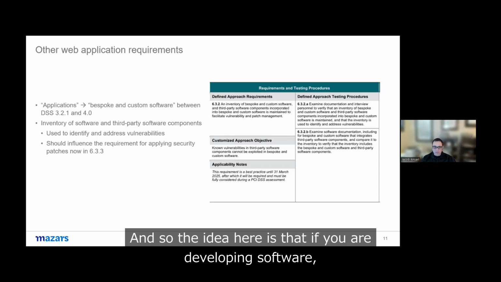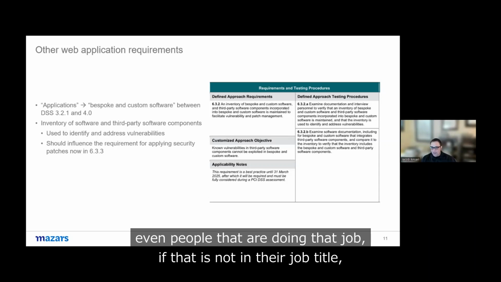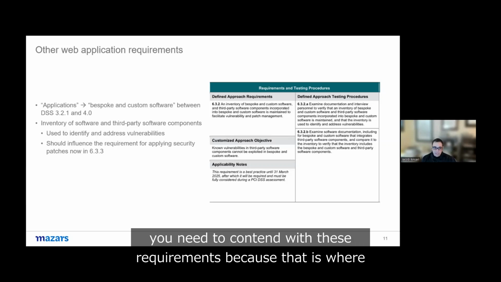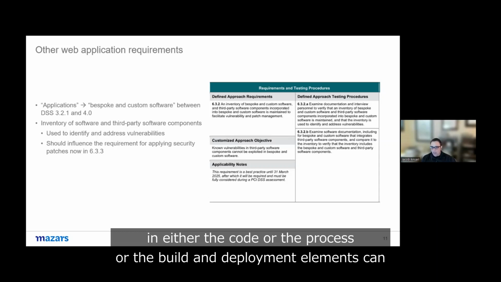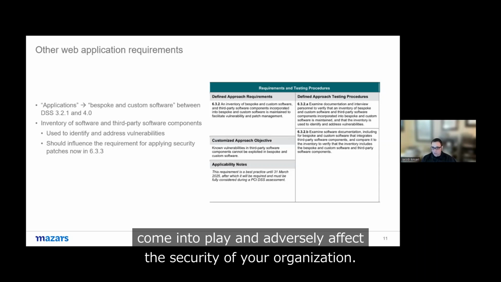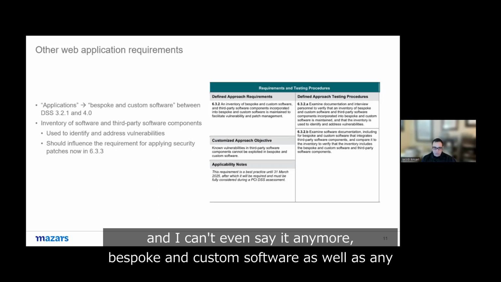And so the idea here is that if you are developing software, if you have developers, if you have engineering folks, or frankly, even people that are doing that job, if that is not in their job title, you need to contend with these requirements, because that is where application security or those kinds of software security vulnerabilities in either the code or the process or the build and deployment elements can come into play and adversely affect the security of your organization.